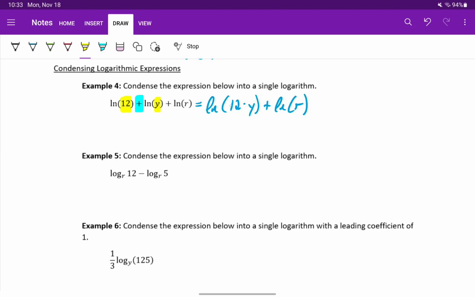But now we can look at the expression that we have and see that we have the natural log of one expression plus the natural log of another expression. We're adding those together, so to condense those, it will turn into multiplication again. This will become the natural log of 12y times r. And whether or not we put those multiplication dots in there at any point really doesn't matter, since we assume that letters written next to numbers or letters written next to each other are multiplied together. Our final answer could be written as just the natural log of 12yr.